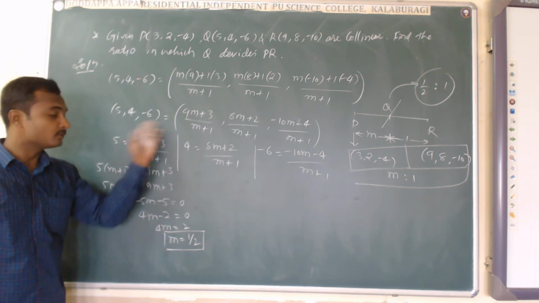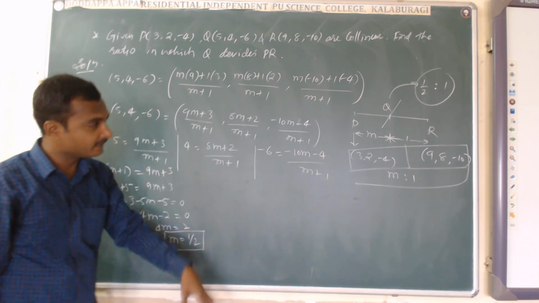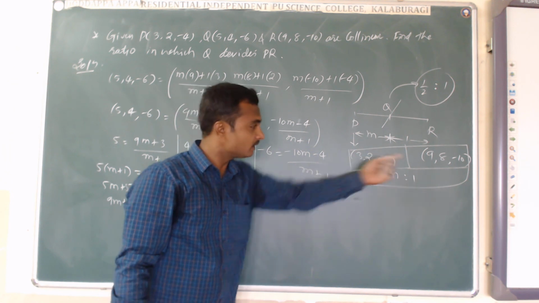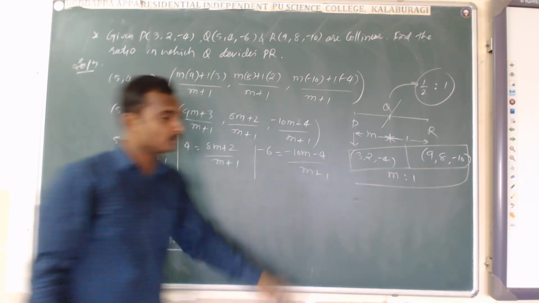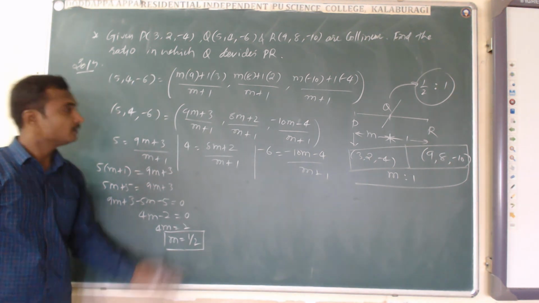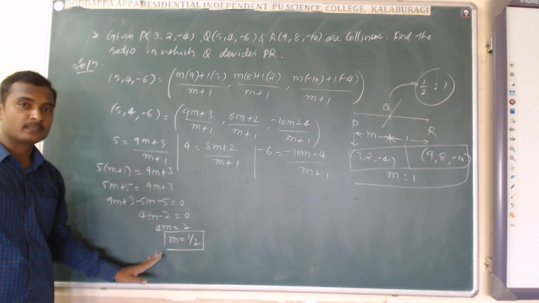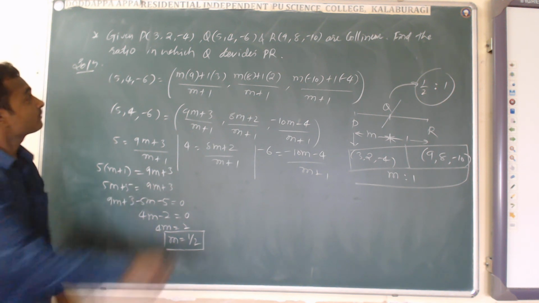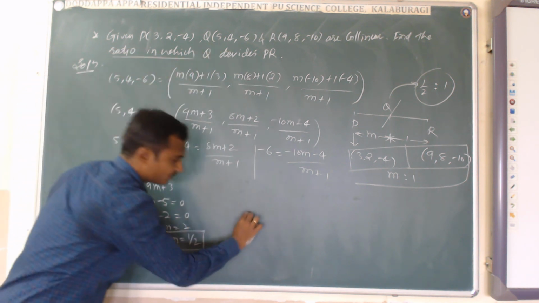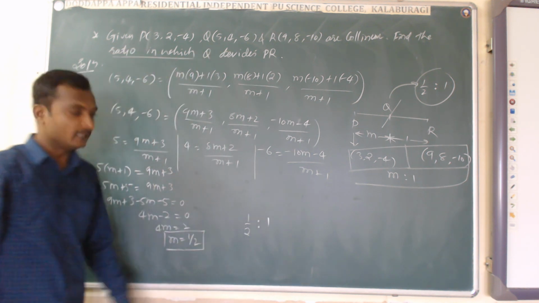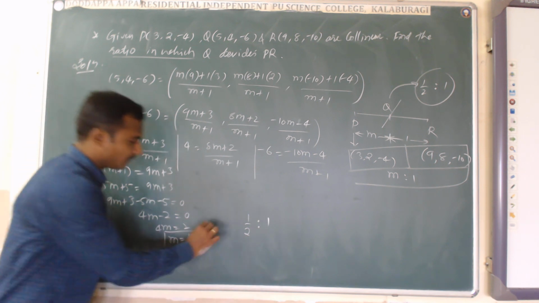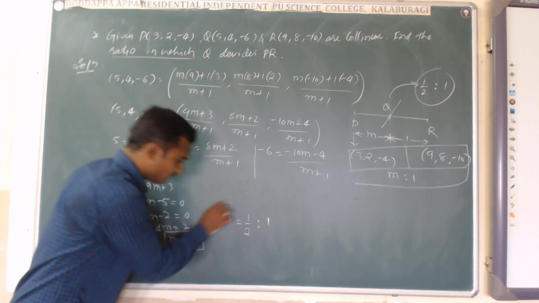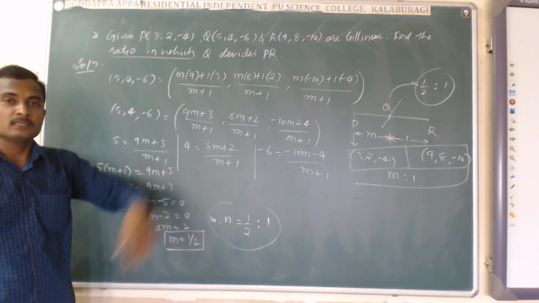It means by using the section formula for internal division and considering the ratio m is to n as m is to 1, taking these two points as x1, y1, z1 and x2, y2, z2, we have calculated and we get m equals 1 by 2. And the solution is, we have to find the ratio. The ratio is 1 by 2 is to 1. In this ratio, that is m is to n equals 1 by 2 is to 1, the point Q is dividing PR.